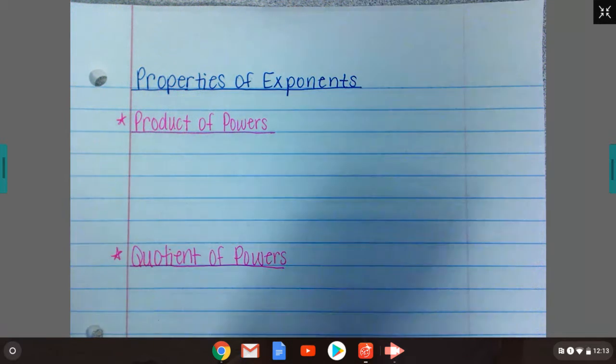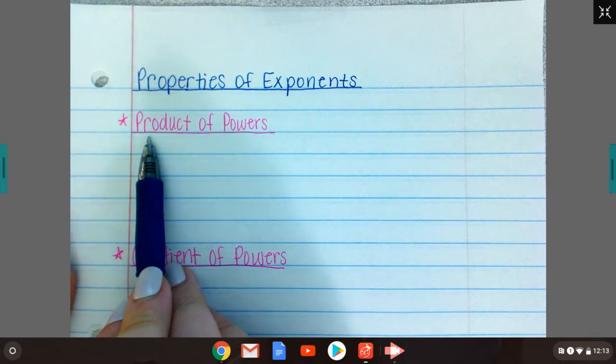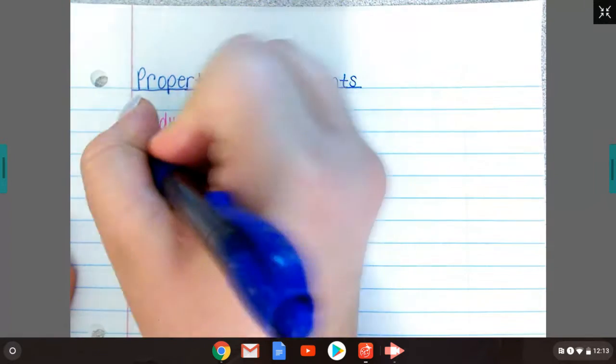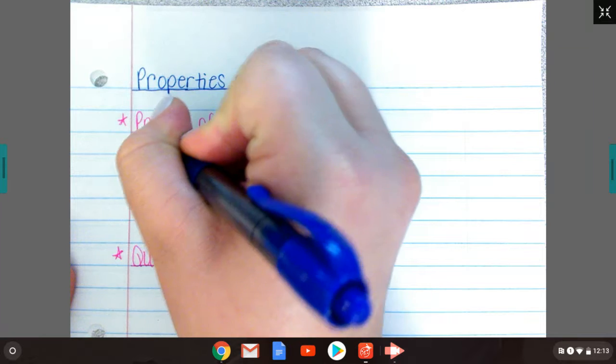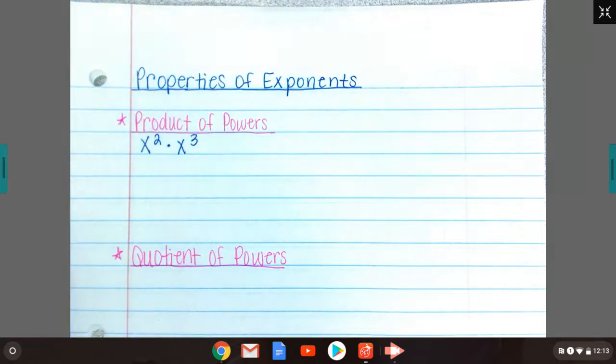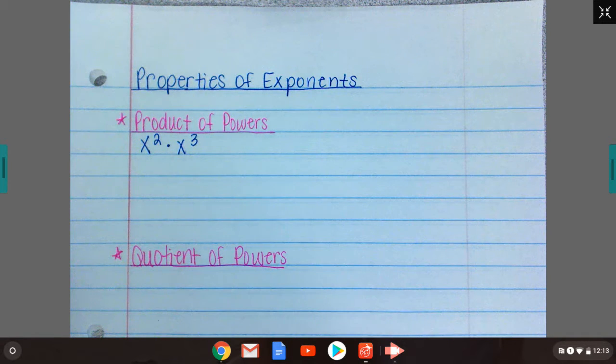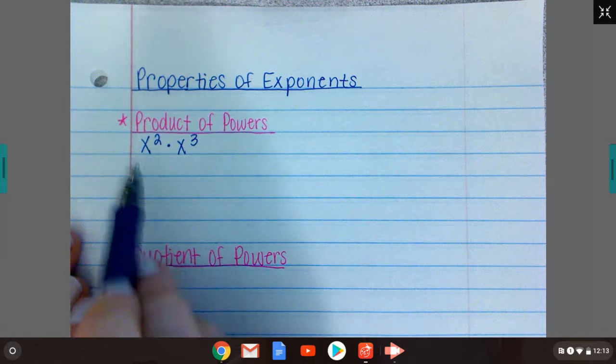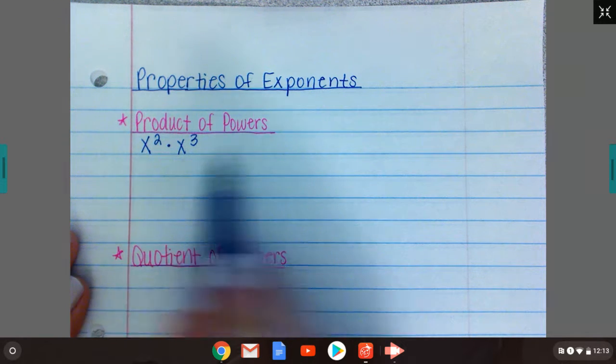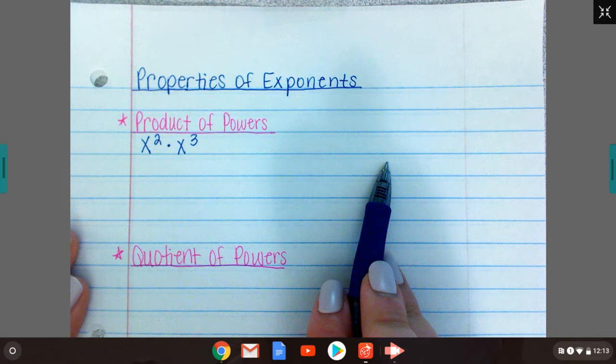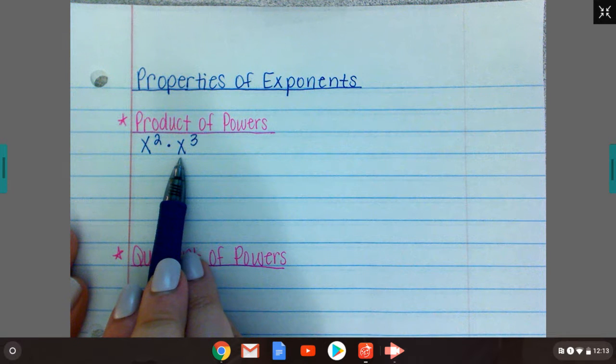So the first one, a product of powers. Product means multiply, so we're going to be multiplying 2 powers, for example, x squared times x to the third. The way we're going to play out this section of notes, by the way, is I'm going to start with an example, and then we'll work our way to the property, and then we'll end up having that at the end.